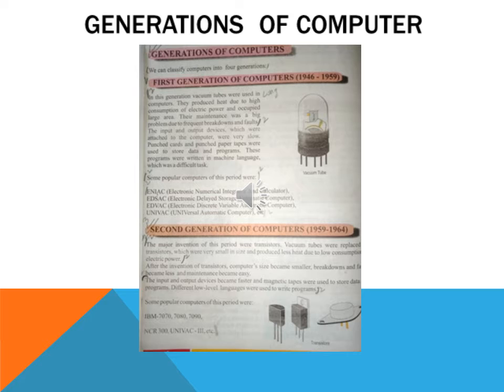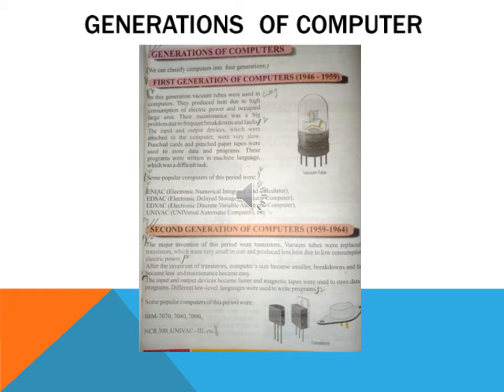Some popular computers of the first generation are ENIAC, Electronic Numerical Integrator and Calculator; EDSAC, Electronic Delayed Storage Automatic Computer; EDVAC, Electronic Discrete Variable Automatic Computer; and UNIVAC is the most popular computer of the first generation. The full form of UNIVAC is Universal Automatic Computer, etc.